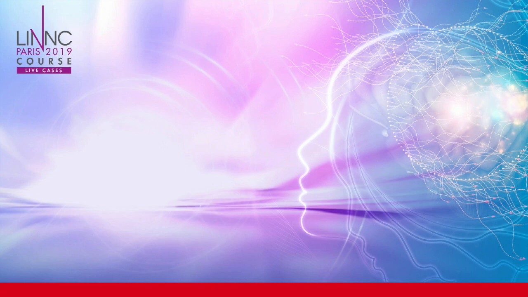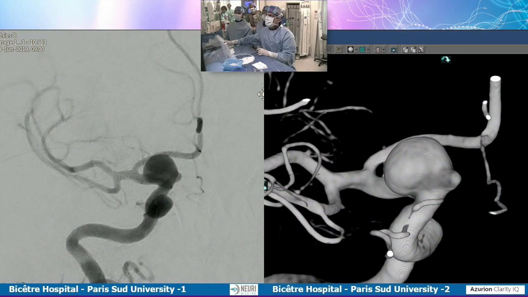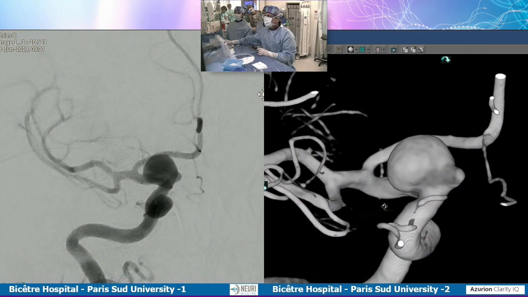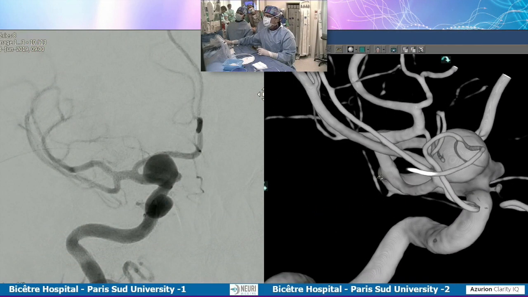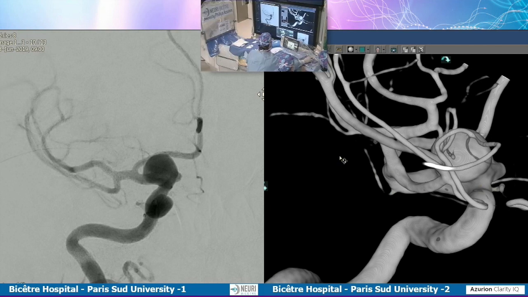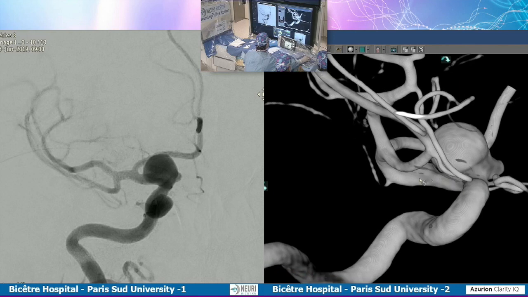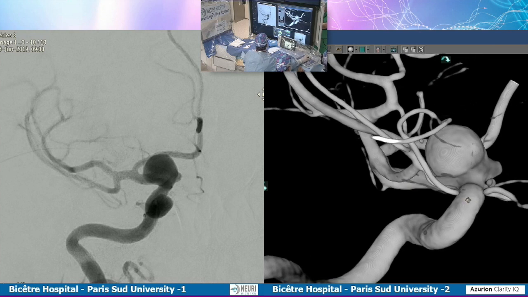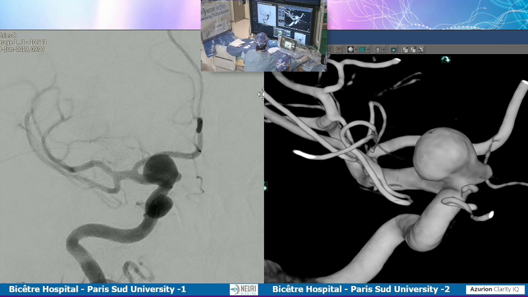So you may have on the screen the 3D acquisition, which was performed. So this is a carotid siphon aneurysm. Not something very specific. This is the ophthalmic artery. This is the anterior choroidal artery. So we will try to not cover the anterior choroidal artery with the flow diverter, even if we don't care too much. So for you to understand, we have selected two views.